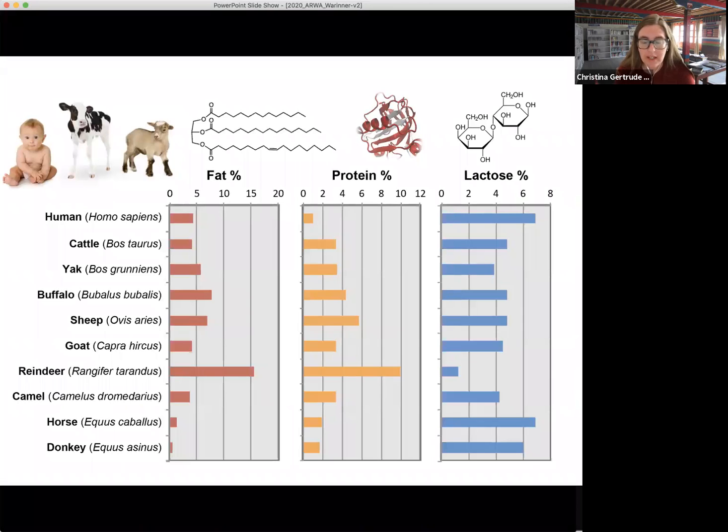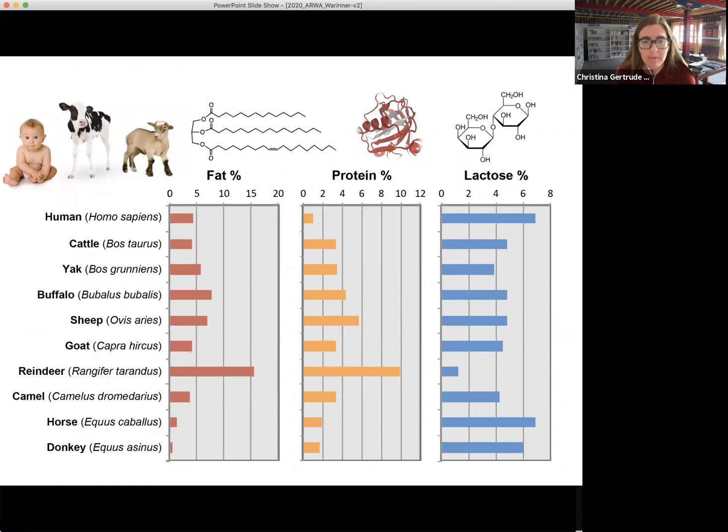The milk of different animals, though, is different across different species, because different species have different nutritional needs. So, for example, Homo sapiens, or human babies, have quite high lactose needs. And so human milk is quite high in lactose, actually very similar in amount to horse milk. However, we don't tolerate high amounts of protein. So the protein percentage of human milk is actually quite low, especially when you compare it to something like reindeer milk, where it's very, very high.